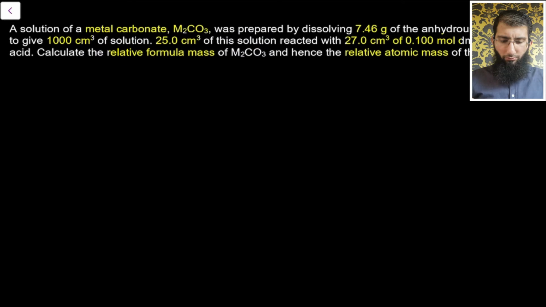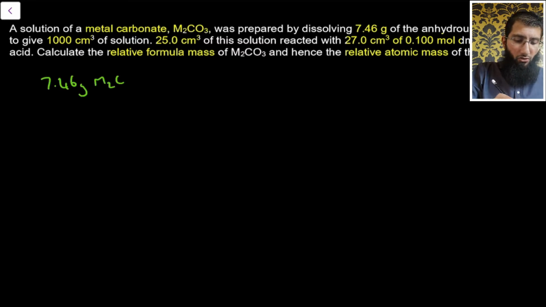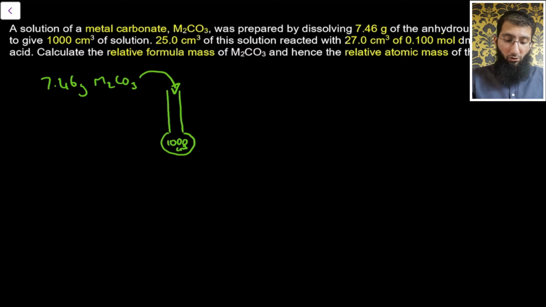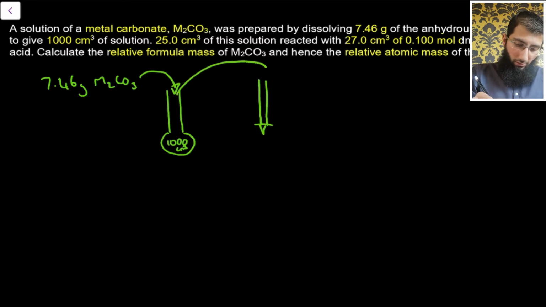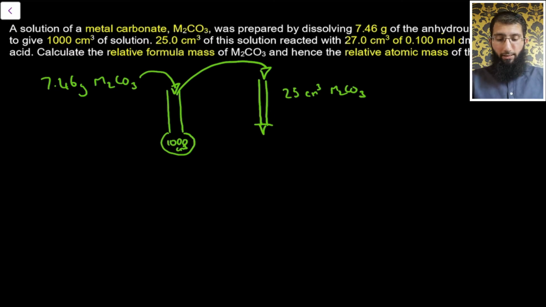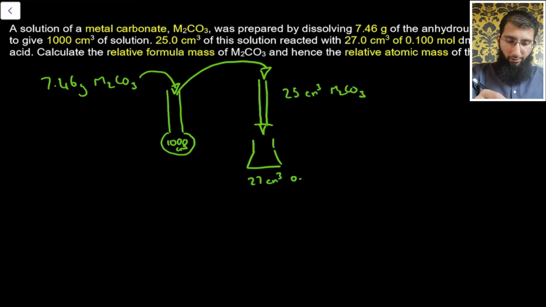Okay, so I'd like to better interpret this through a quick sketch. So we've got 7.46 grams of M2CO3 and we've dissolved it to make 1,000 centimeters cubed of solution. So we've popped that into a volumetric flask. We've added water to it to make a solution of a total volume 1,000 centimeters cubed. Now, from this, we had 25 centimeters cubed of this solution, and so this is 25 centimeters cubed of M2CO3, and this reacted with 27 centimeters cubed of 0.100 mol dm minus 3 HCl.